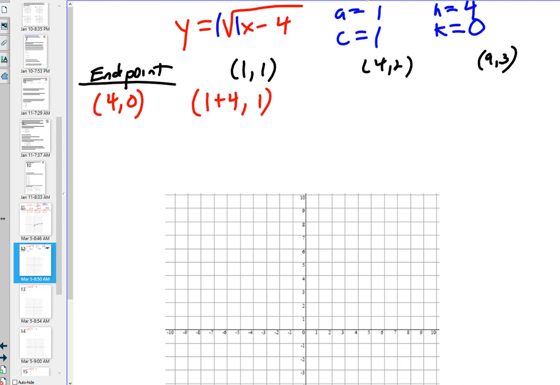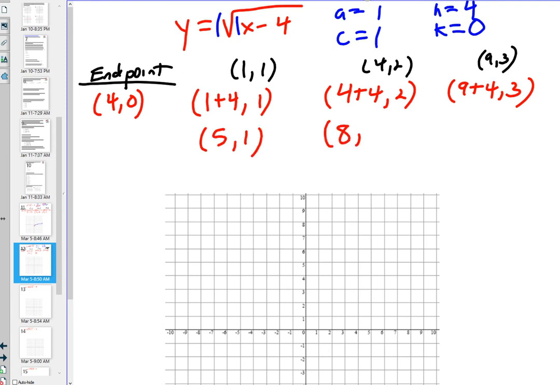1 plus 4, the Y is going to stay the same. 4 plus 4, 2 is going to stay the same. 9 plus 4, the 3 is going to stay the same. So this gives me 5, 1. This gives me 8, 2. And this gives me 13, 3.